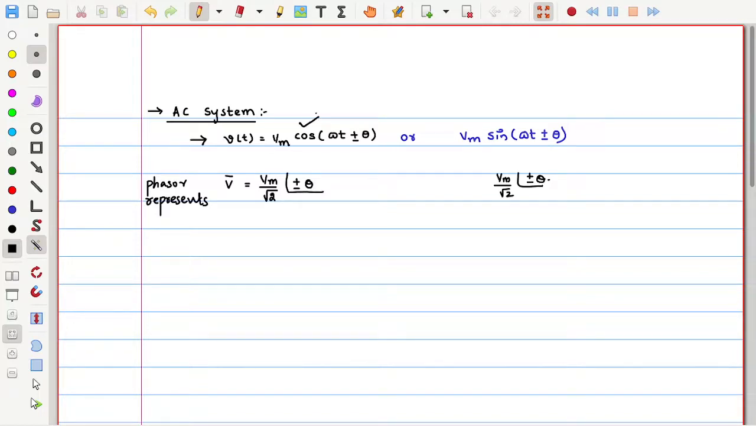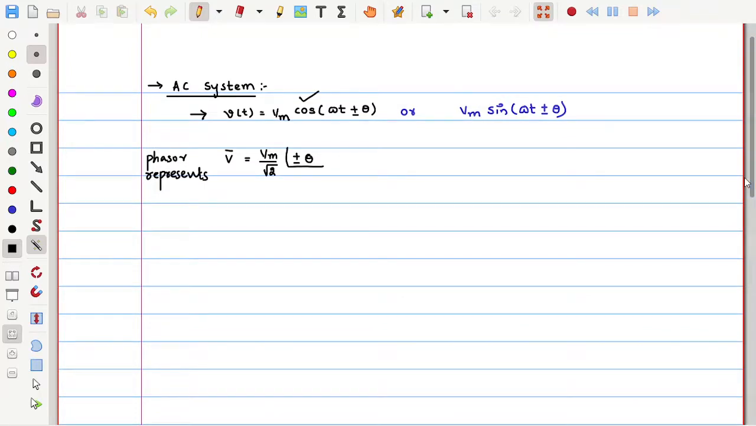Okay. We already saw in the last session that to compare or simplify additions, multiplications or divisions, these kinds of algebraic operations, you can choose either cosine or sine, it doesn't matter. So to avoid little confusion in the initial stage, let me go with only cosine functions. If somewhere I see a sine function, it can also be represented as Vm by root 2 at an angle of theta. Depending on the situation, I will try to show the difference. Okay. So now let us move on.